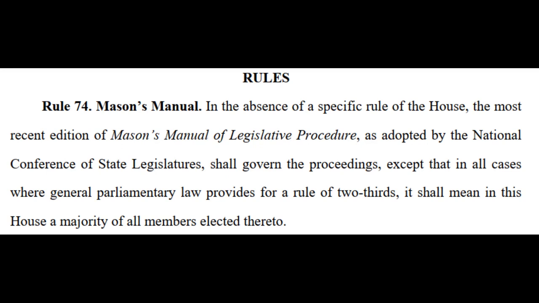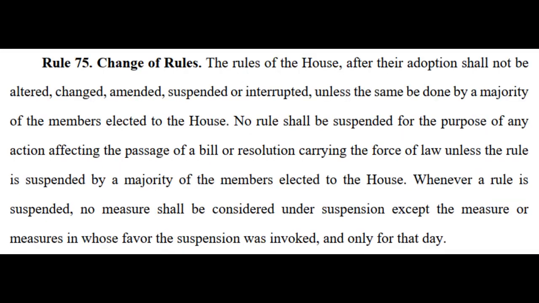Mason's Manual. In the absence of a specific rule of the House, the most recent edition of Mason's Manual of Legislative Procedure, as adopted by the National Conference of State Legislatures, shall govern the proceedings, except that in all cases where general parliamentary law provides for a rule of 2/3, it shall mean in this House a majority of all members elected thereto. Rule 75.